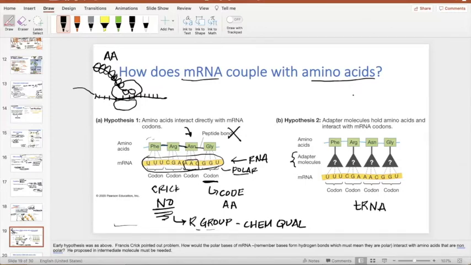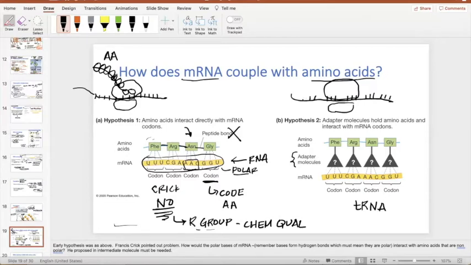okay? So what we're gonna have is our ribosome, which is a hamburger with the big bun on top and the little bun on the bottom. We're going to have our mRNA that feeds through, and it's going to have a series of codons.